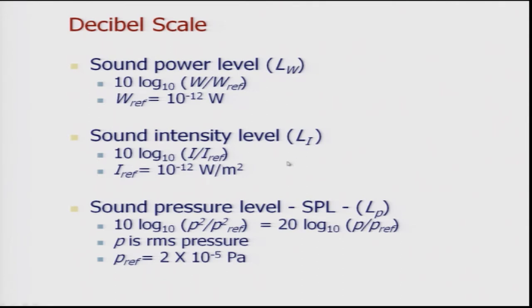And then the third parameter is sound pressure level. A lot of times it is also written as SPL. P may be power or pressure, but in general SPL means sound pressure level. It is not sound power level. More precisely it is expressed as LP, where P is the pressure, L is level. And here the relation is slightly different. Here it is 10 log 10 P squared, not P. It is the square of P divided by reference pressure squared. And if I take the square out, it becomes 20 log 10 of P divided by P ref.